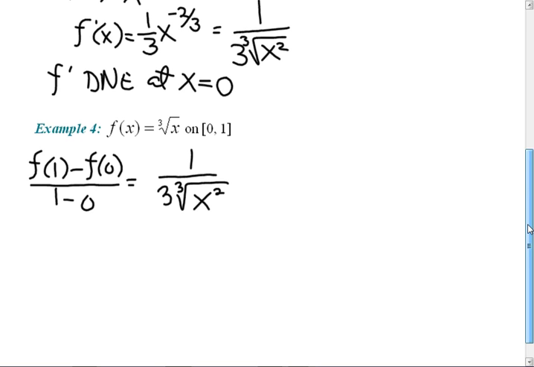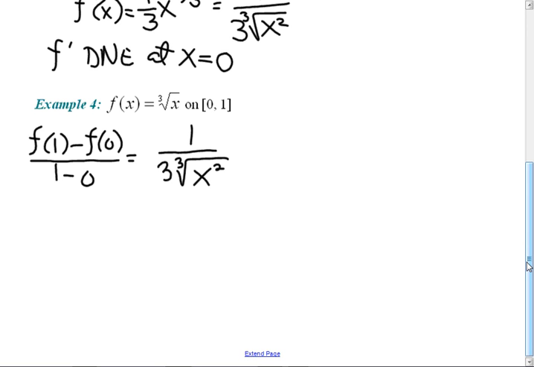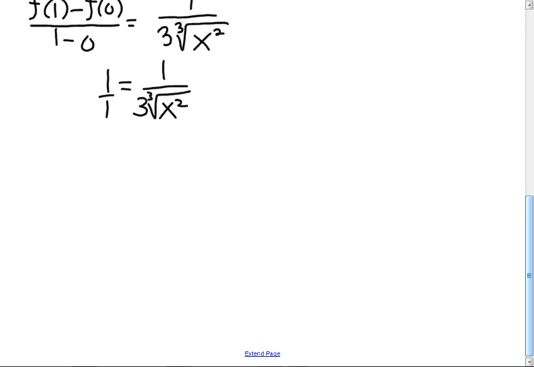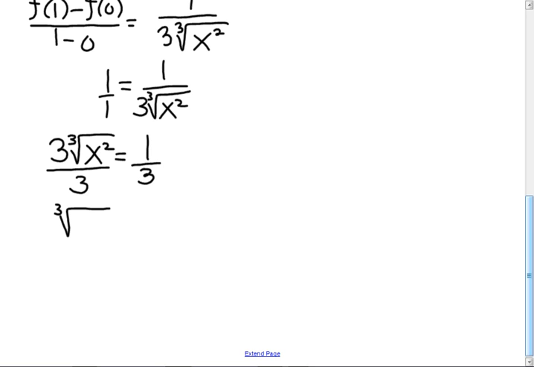Now I don't know if you know how to do the algebra. What's f of 1? That's 1. 1 minus 0 over 1 minus 0, so 1 equals this. I need to solve for x. How am I going to do that? Well, it's a proportion. Why don't I just cross multiply? So it's 3 cube root of x squared is equal to 1. And then you have to isolate that radical. So we'll divide by 3. So it's the cube root of x squared is equal to 1/3.